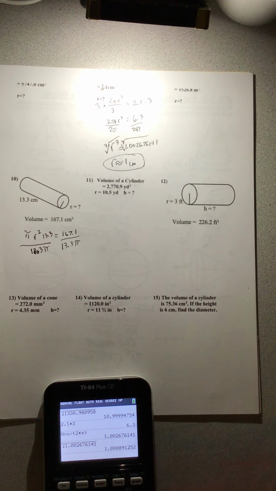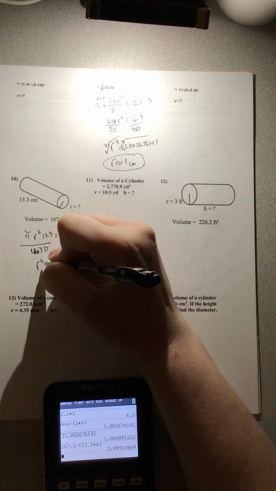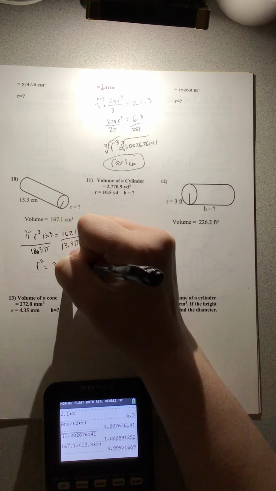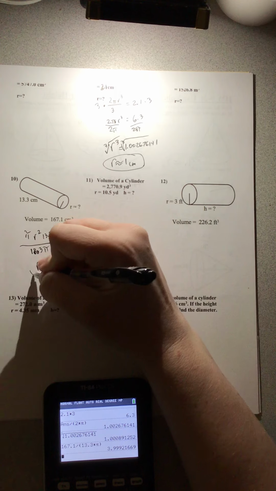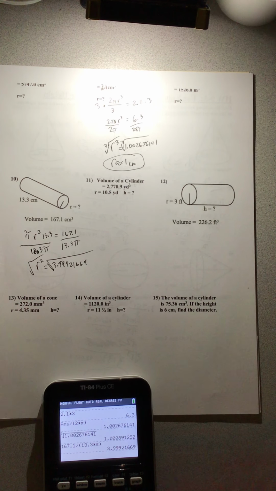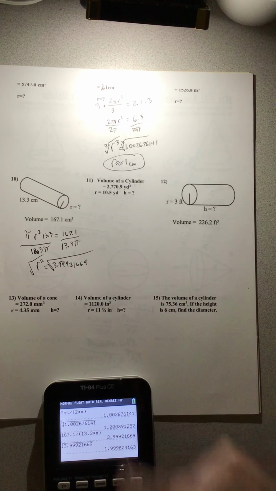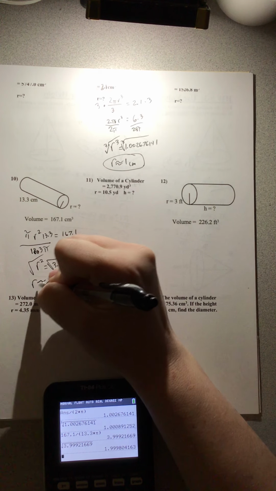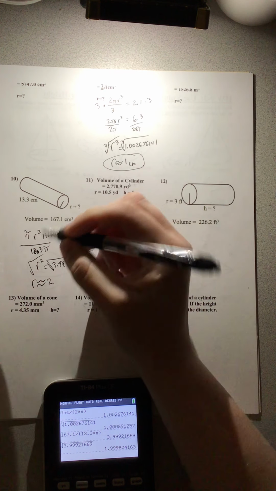Wow, guys. I am so struggling today. 167.1 divided by, not times, divided by 13.3. And then times pi, close my parentheses, and I get radius squared equals 3.999216669, and take the square root of that. No, go back up. And I get, it is approximately 2, right? Yeah, approximately 2.